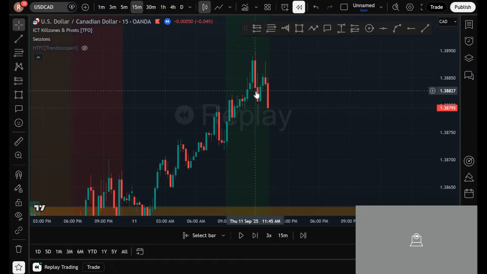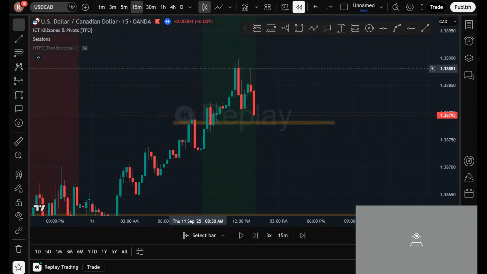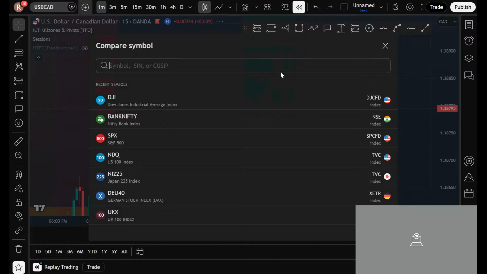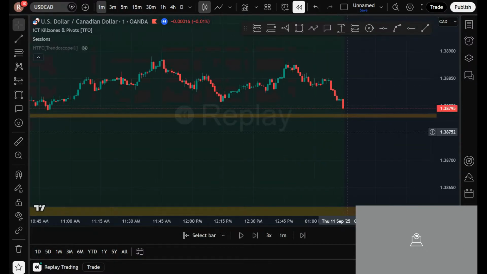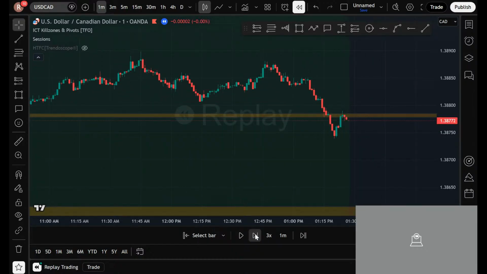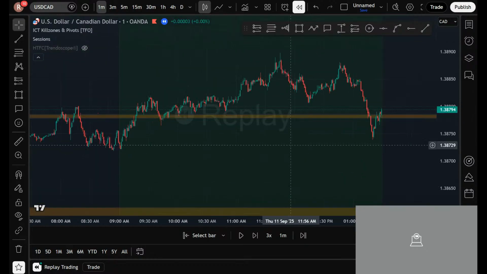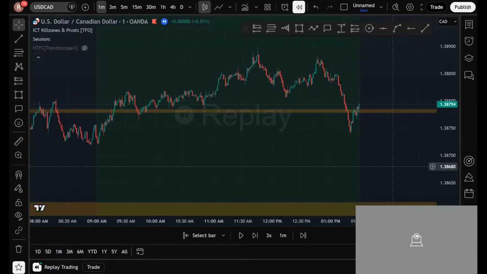Buyers weak, sellers strong. So, that being said, this is the area where I think buyers might step in. So I have to explain one thing to you. This is my rejection area, right?